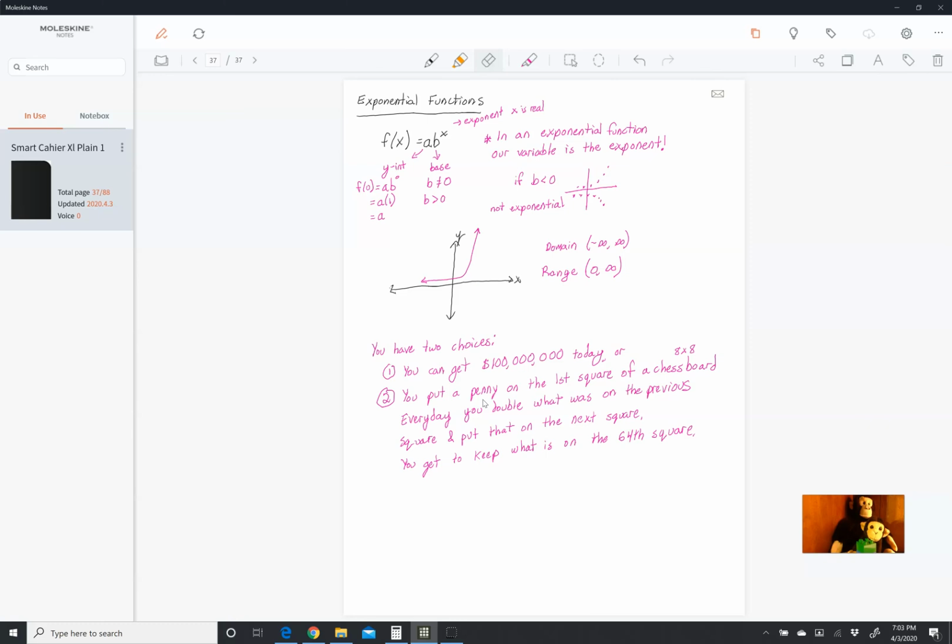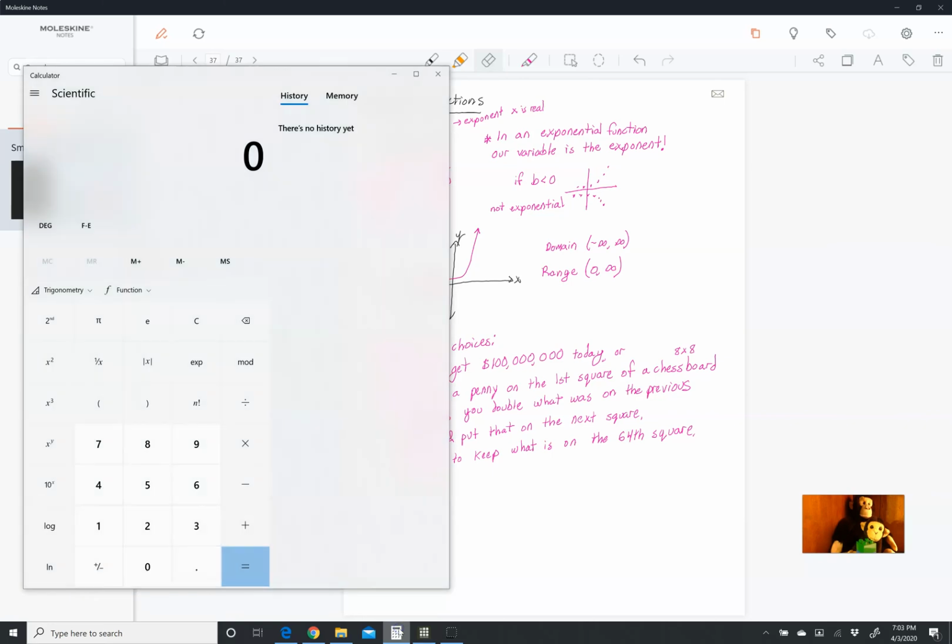You're thinking. Okay. So let's think about what this means, okay? We're doubling every day, which means that our base is 2, where we keep multiplying by 2 over and over and over again. How many times are we multiplying by 2? 64 times. Let's see what 2 to the 64 is.